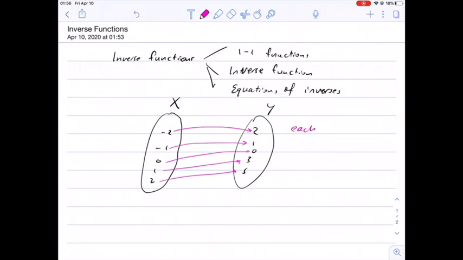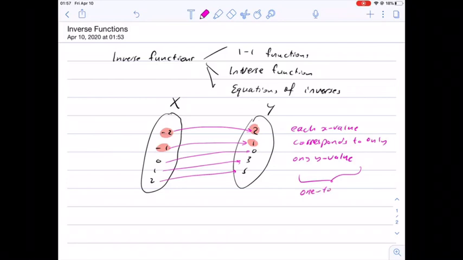So in this case, each x value corresponds to only one y value. So for example, -2 corresponds to 2, and -1 to 1, and so on. So each x value corresponds to only one y value. So this is what we mean by a one-to-one relationship, or relation, or one-to-one function.